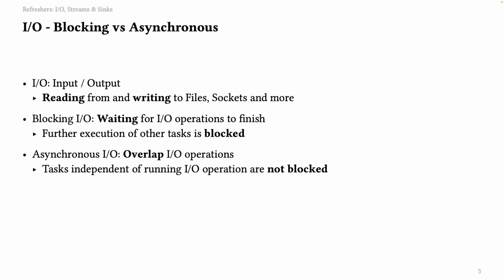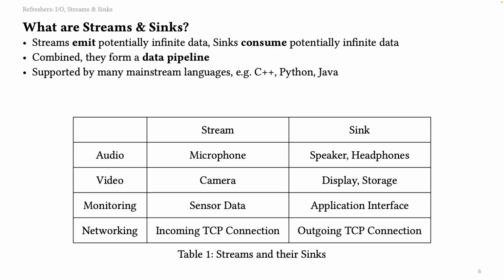And what are streams and sinks? Streams emit potentially infinite data, while the sinks are capable of consuming this data. So when you use them together, you have a data pipeline that allows you to stream data that you can then optionally transform to whatever your task is, and you can process it in the sink without requiring all the values to be loaded into memory first, which of course is prohibitive if you have infinite data because you don't have infinite RAM, right?